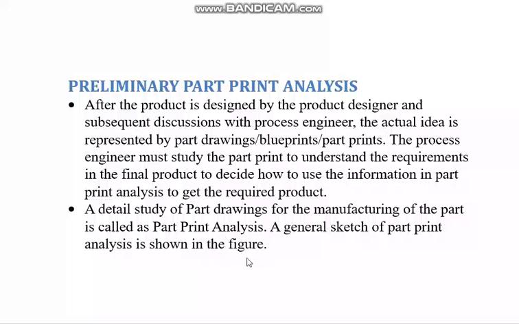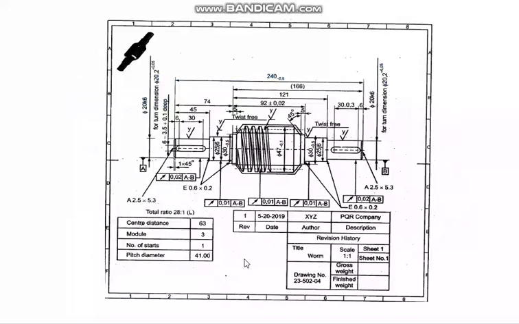Now in the next figure we see a CAD drawing. Here there is a worm, and worm and worm wheel are there, so this is a pair of gears. This is the pictorial representation, and that is shown in the orthographic projection like this. So this is how a part print is given to the process engineer.